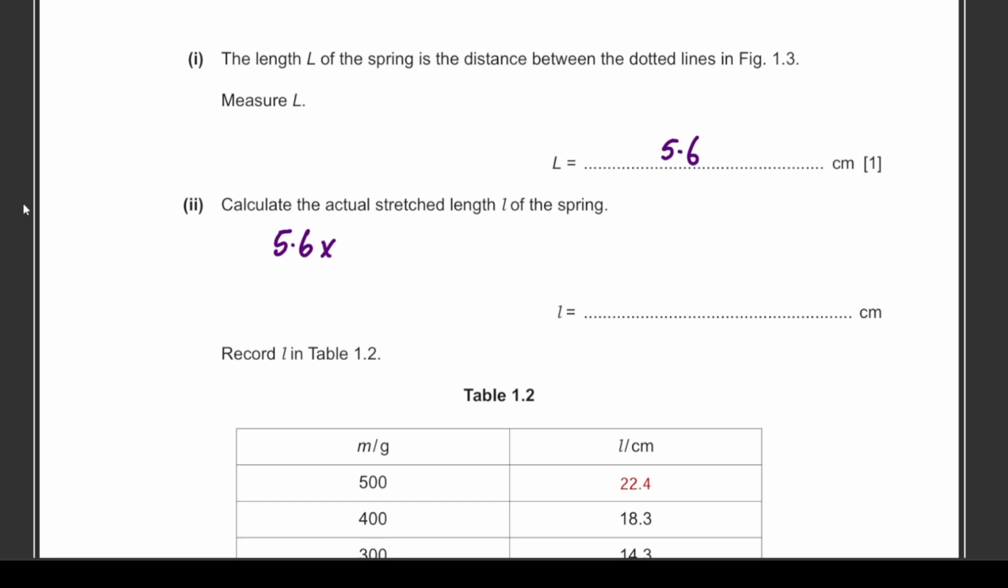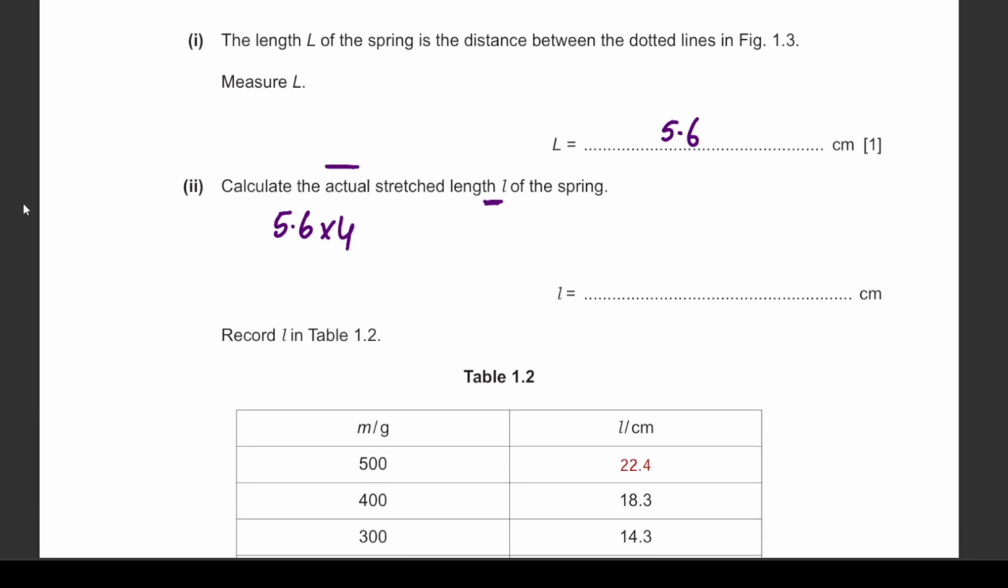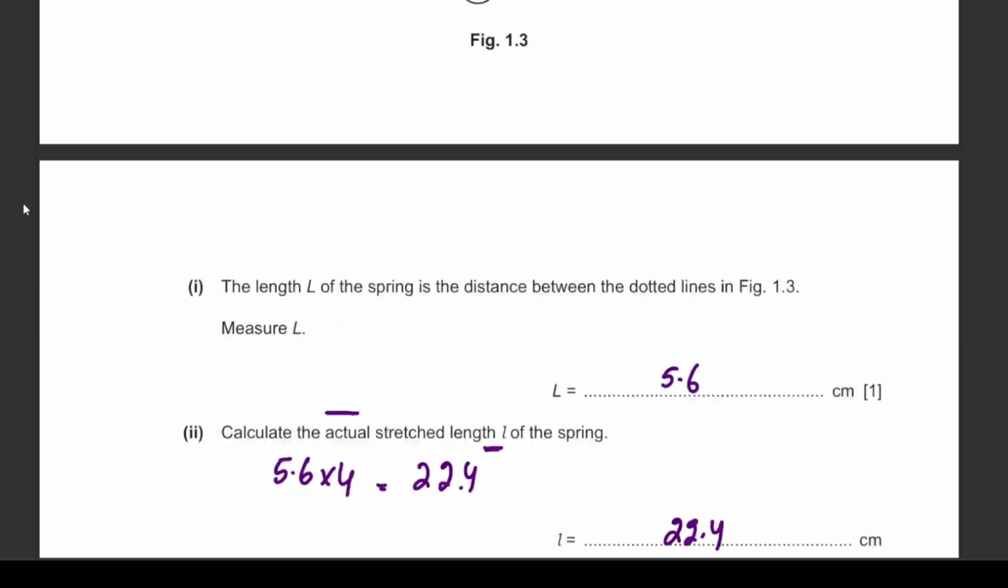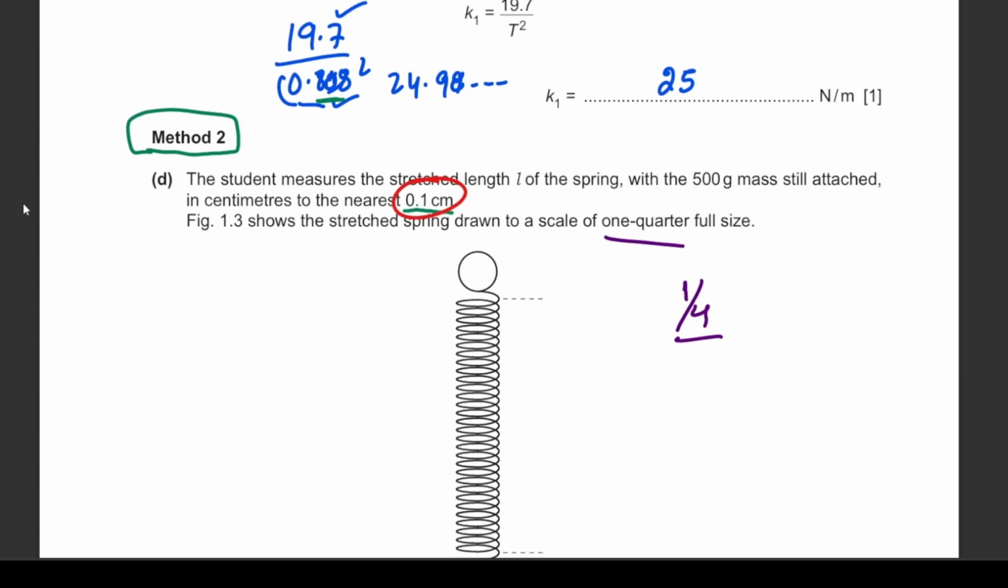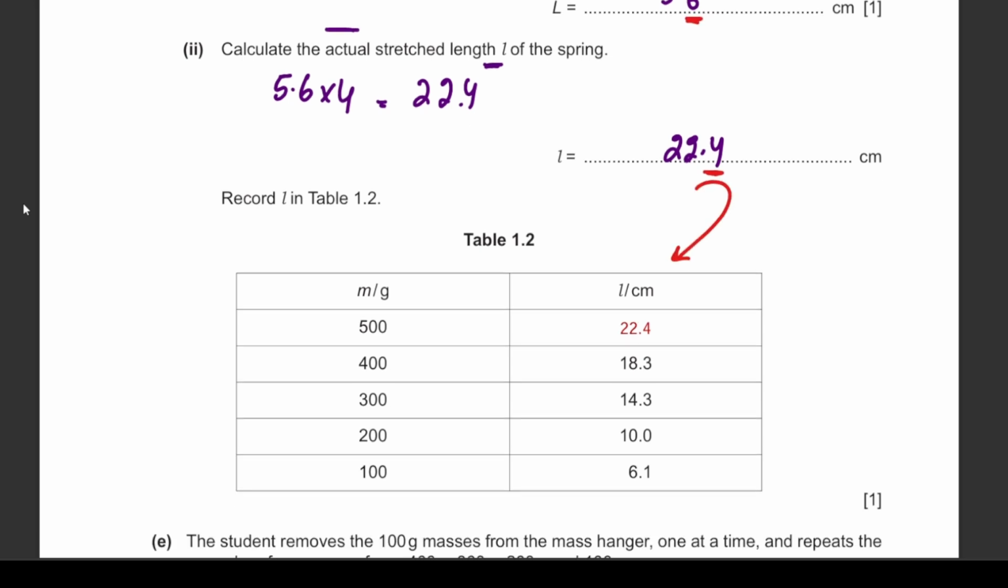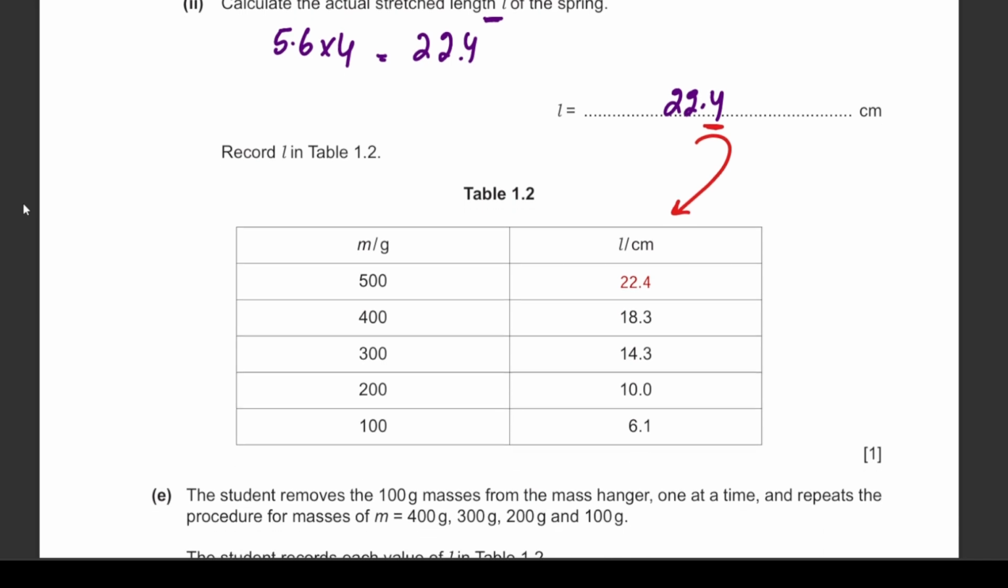So 5.6 multiplied by 4, because this will be the actual stretch length, which is by 1/4 scale. So this will come out as 22.4 centimeters. We are not doing the significant figure rule here because he mentions that we are measuring up to 0.1 centimeters. So I have to add this one decimal place for the sake of accuracy. And you will see this in this table as well. He is following that 0.1 centimeter rule to follow through this table.